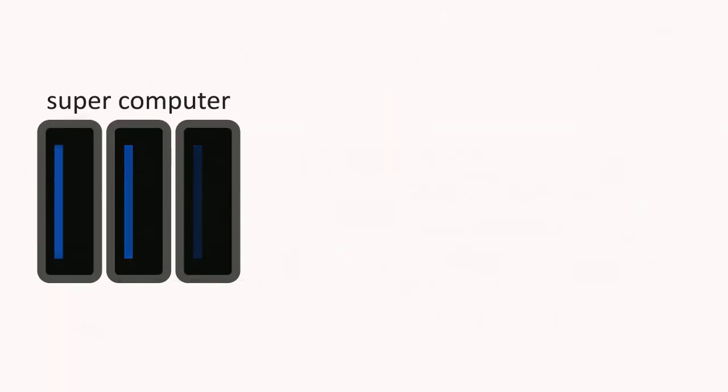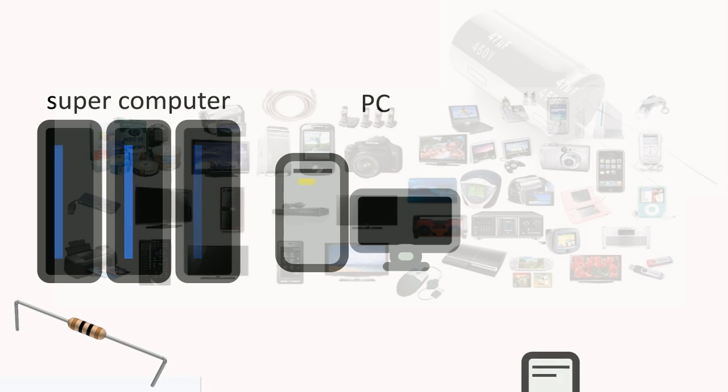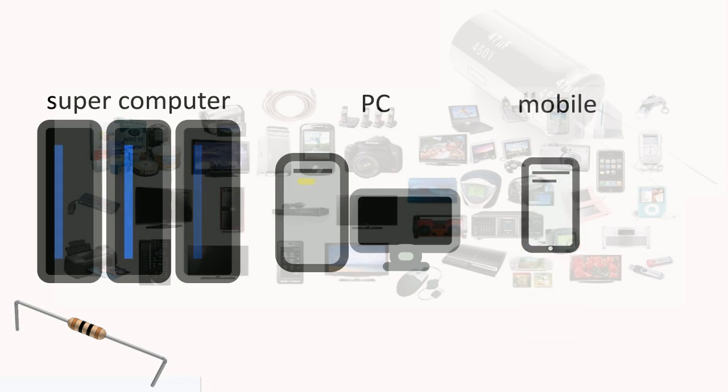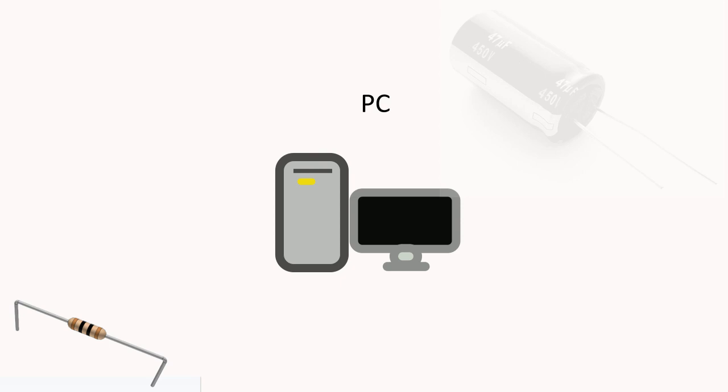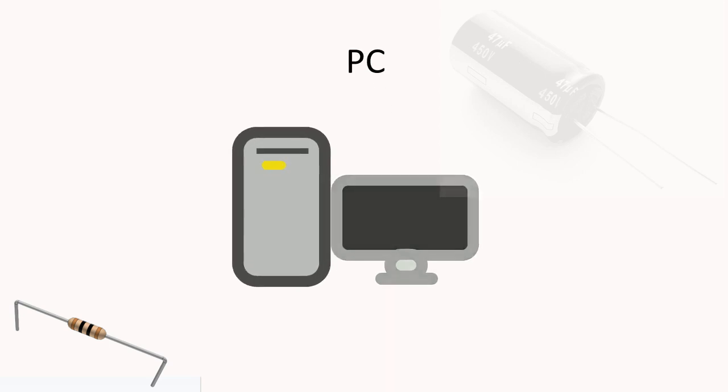We are surrounded by electronic devices like supercomputers, personal computers, mobiles and tablets. They have become an integral part of our lives. Just consider an example of a personal desktop computer. Let's try and see how resistors and capacitors come into the picture for any design.